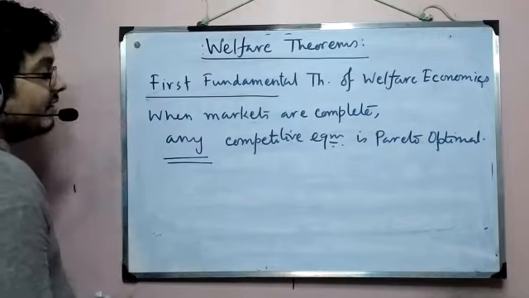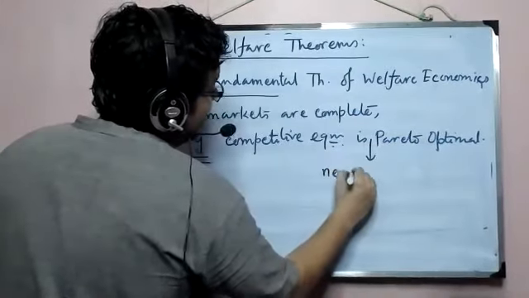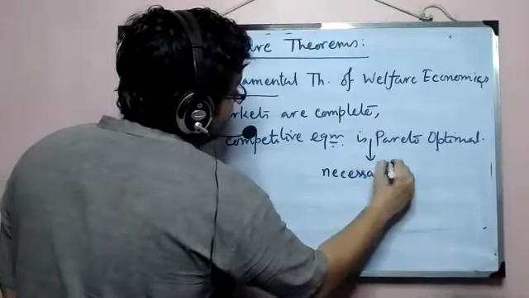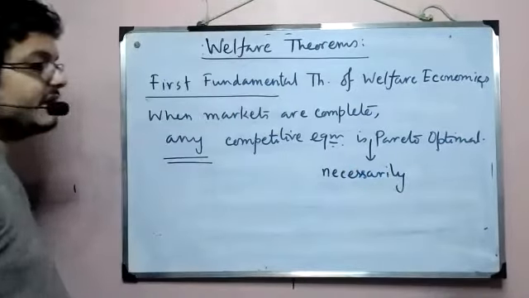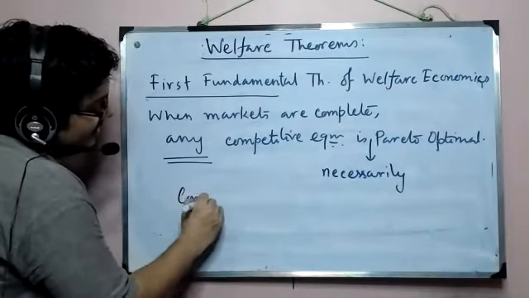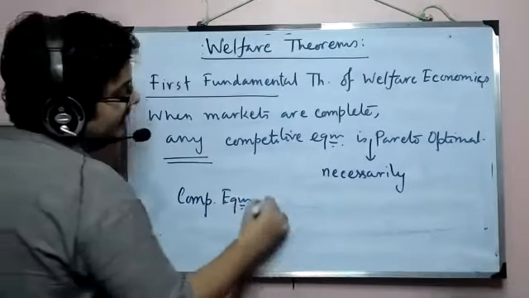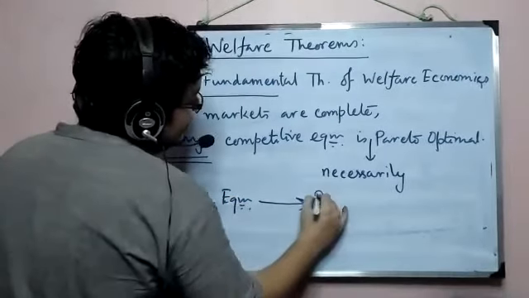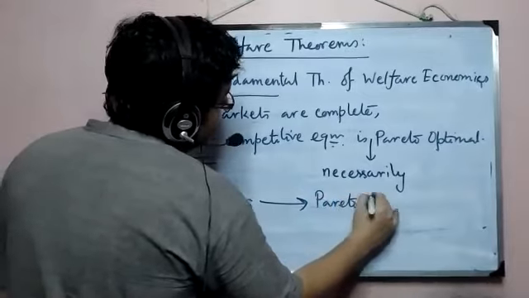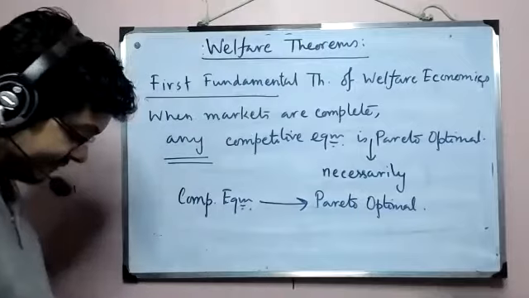And let me add a much stronger word, necessarily Pareto optimal. So that said, what it basically says is that if I start with a competitive equilibrium, then I can show that it is Pareto optimal. Right? Okay.